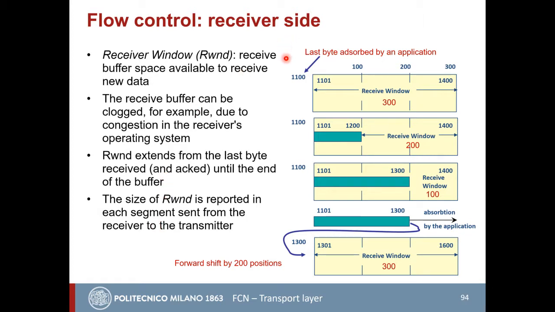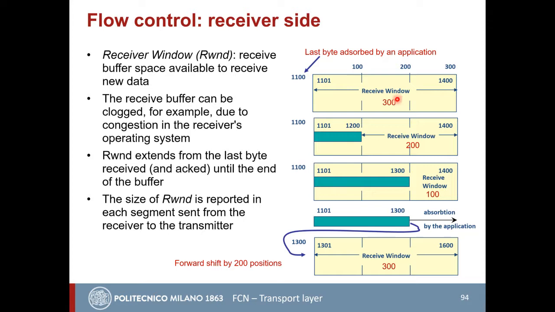So, in the initial condition on the receiver, we have the receive window that goes from byte 1101 to byte 1400.